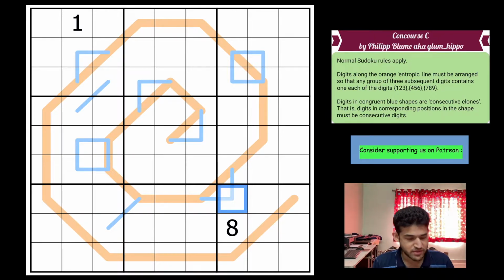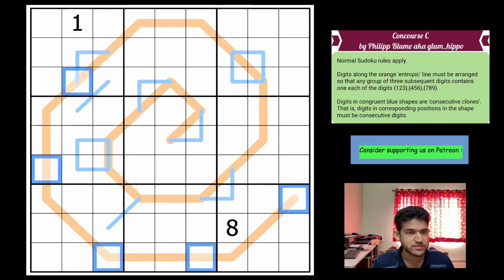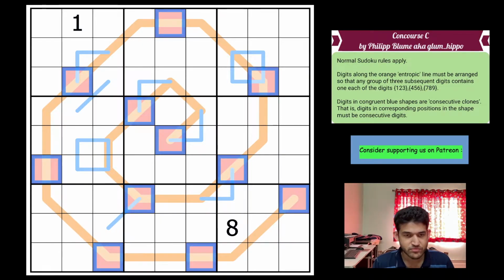So let's start from here and mark every 3rd digit with a color. The reason I'm doing this is because they all will be from the same set, right? 1, 2, 3, 1, 2, 3, 1, 2, 3. So let's mark them with red maybe.